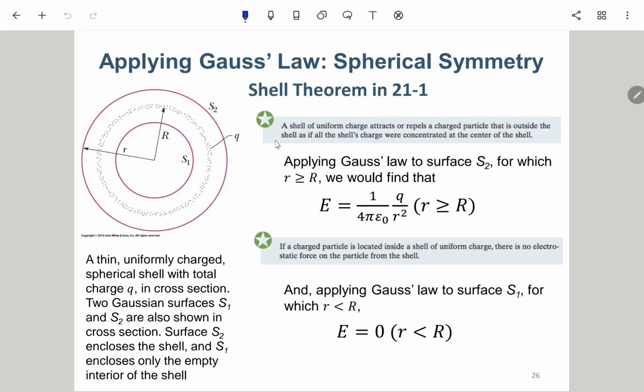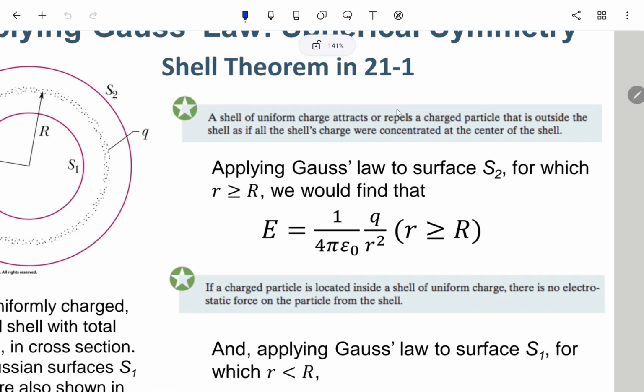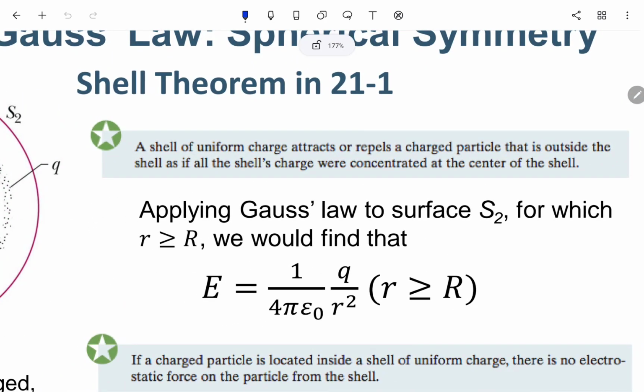So for shell theorem 22.1, it says a shell of uniform charge attracts or repels a charged particle that is outside the shell, as if the shell charge were concentrated at the center of the shell.